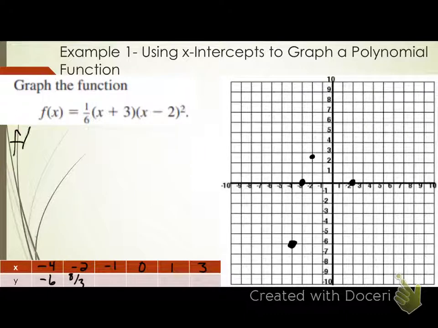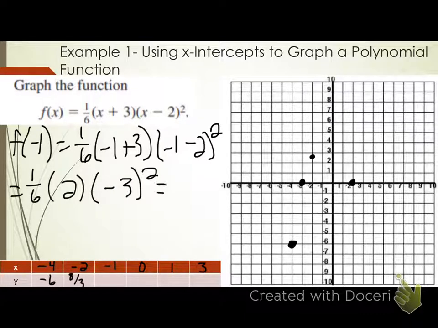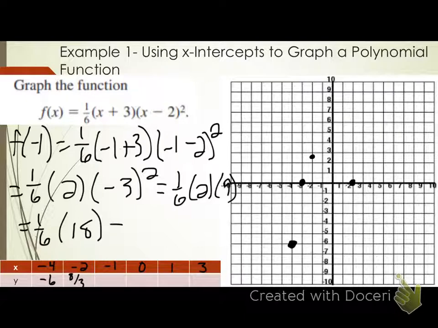Plugging in negative 1. Negative 1 plus 3 is 2. Negative 1 minus 2 is negative 3. Negative 3 squared is 9. 2 times 9 is 18. 1/6 times 18 is 3. So I get (-1, 3). Left 1, up 3.